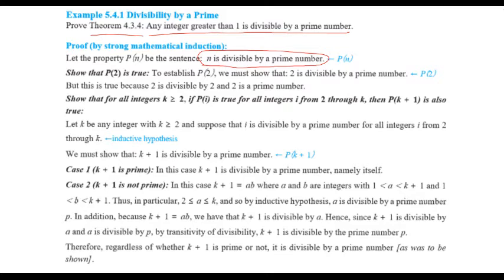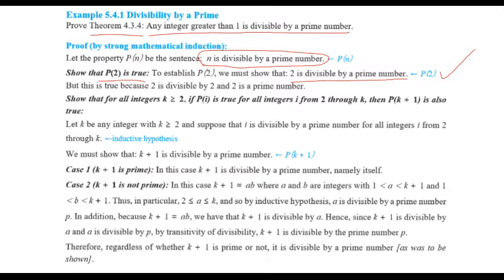So in order to prove this, we first have to prove the basis step. In this case, a and b are both 2, so we're going to show only P of 2 is true for the basis step, and here is how we show it. We say P of 2 is: 2 is divisible by a prime number, and since 2 is divisible by 2 and 2 is a prime number, P of 2 is correct. So we are done with the proof of the basis step.